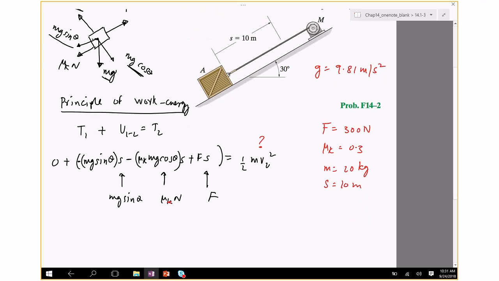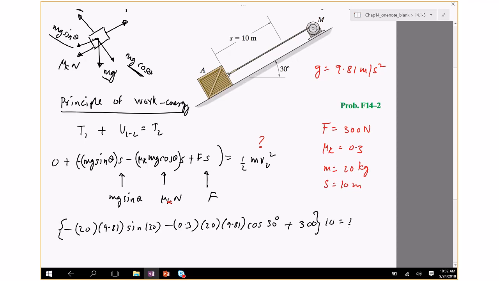Okay, let's put in the values. M is 20, so minus 20 times 9.81 sine of 30 degrees, minus 0.3 times 20 times 9.81 cosine of 30 degrees, plus the force 300, and we'll pull the S out, so times 10, equals half the mass, which is 20, times V2 squared.